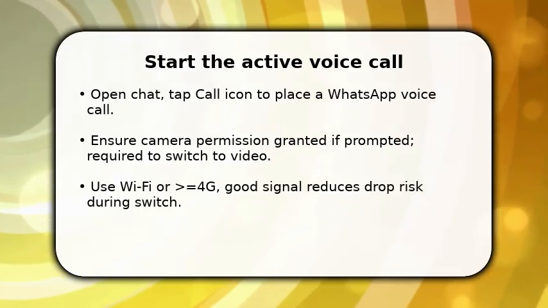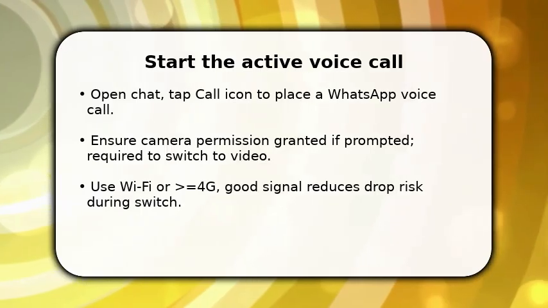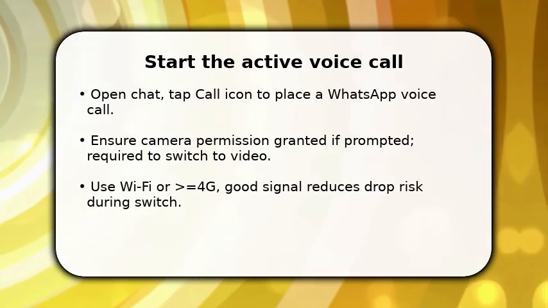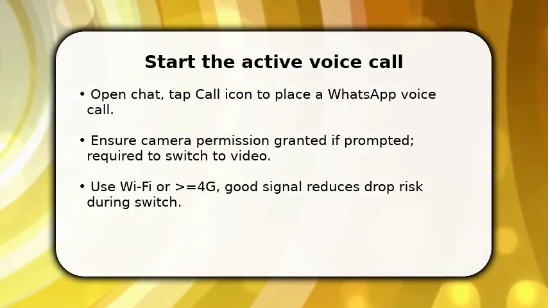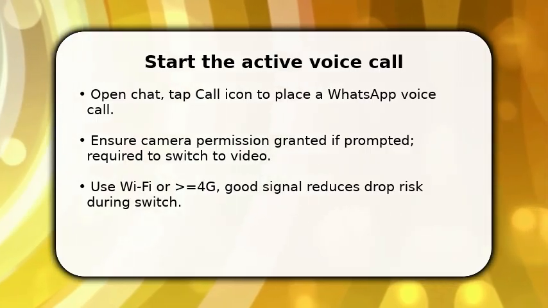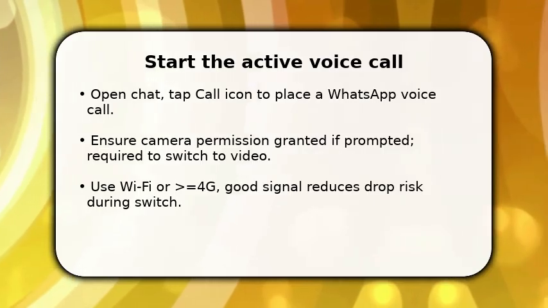You've started a WhatsApp voice call. Act now to prepare to switch. Make sure WhatsApp has camera permission. Without it, you cannot convert to video. Once the call is connected, check your network indicator and switch to speaker if you want hands-free. That avoids accidental camera activation.